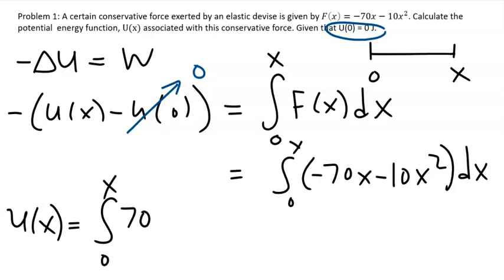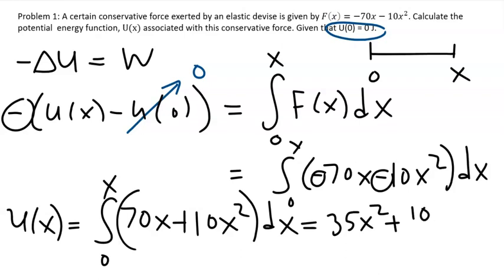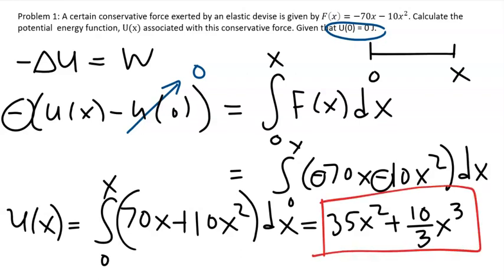And we get U(x) is the integral from 0 to x of 70x, because this minus will cancel that minus, we can make it positive, plus 10x squared dx, which is simply 35x squared plus 10 over 3 x to the power 3. And that is the potential energy function for that conservative force.